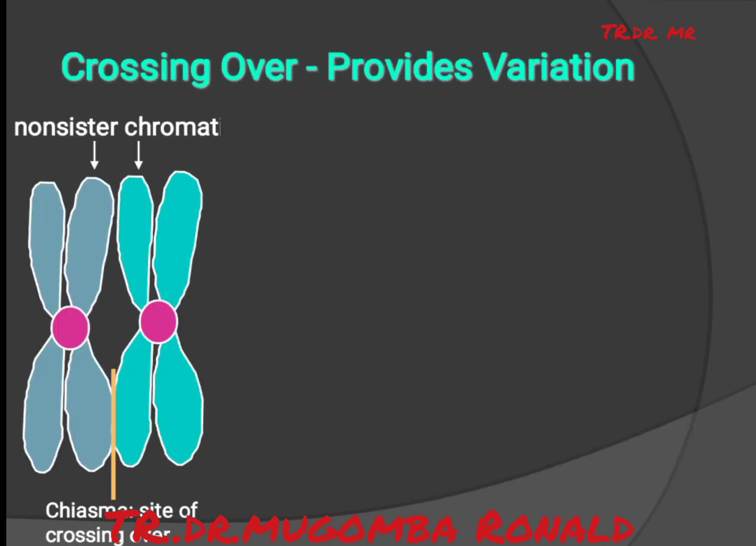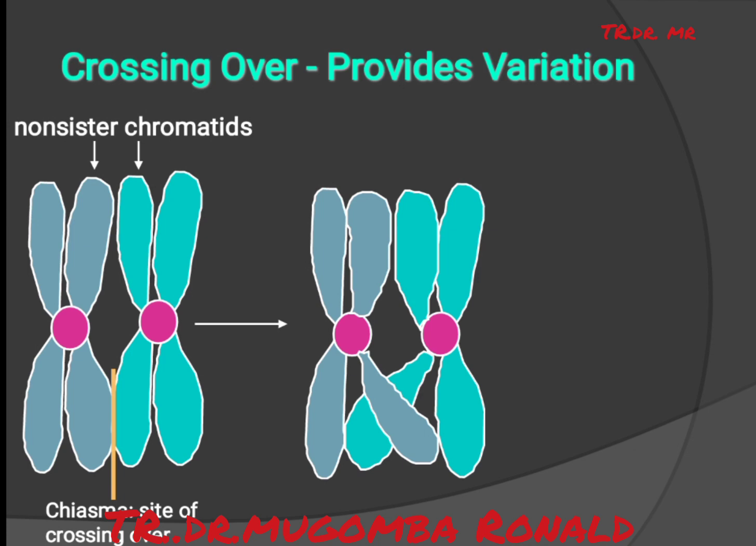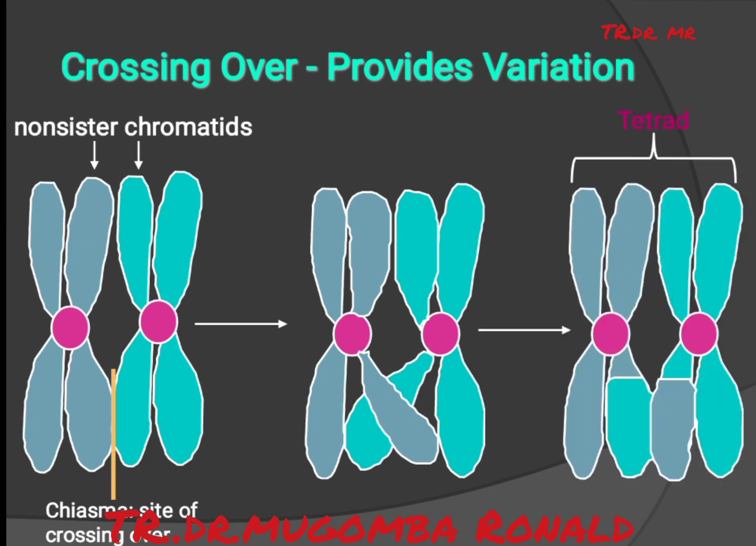So having looked at crossing over, bringing about variations, that point where we usually see the non-sister chromatids breaking and then rejoining is usually known as the chiasmata. You will find some books calling it chiasma. It's the same thing. Chiasmata, chiasma, all the same, site of crossing over. You've seen that already.